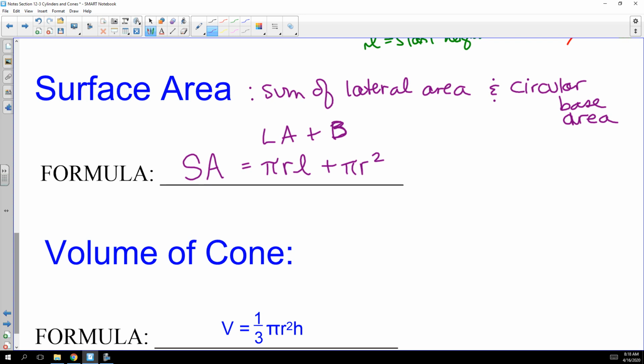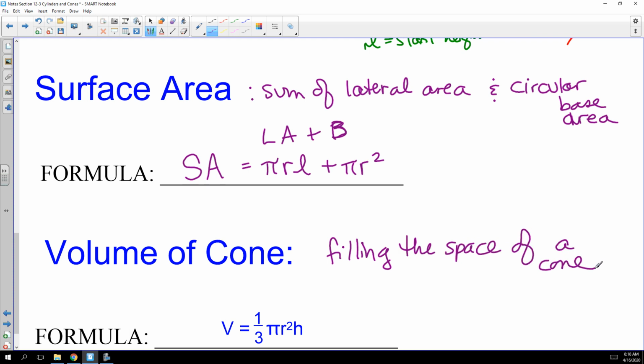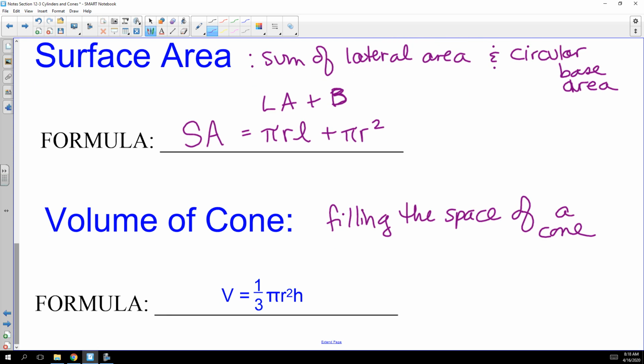And volume of a cone, remember, is filling the space of a cone, right? And the formula for volume of a cone is 1/3 pi r squared h. Again, very much like a pyramid, and it comes from Cavalieri's principle in slicing sections and fitting them into a particular space. It has to do with the fact that, assuming you had an equal height and radius, the volume of a cone would take up 1/3 of the volume of a cylinder. And so that's why it's 1/3 pi r squared h.